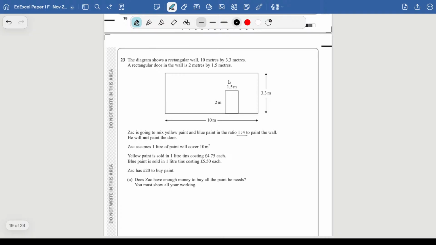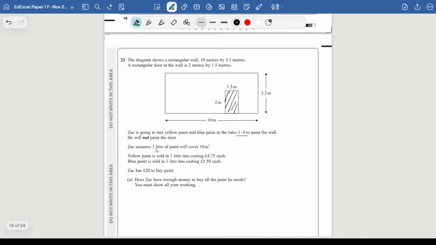So first we have to understand how he's going to paint. He needs to paint this entire wall except the door. So he needs to take out this portion from the wall. If he finds the area of the wall and the area of the door and takes away that area, that's the remaining area he has to paint.